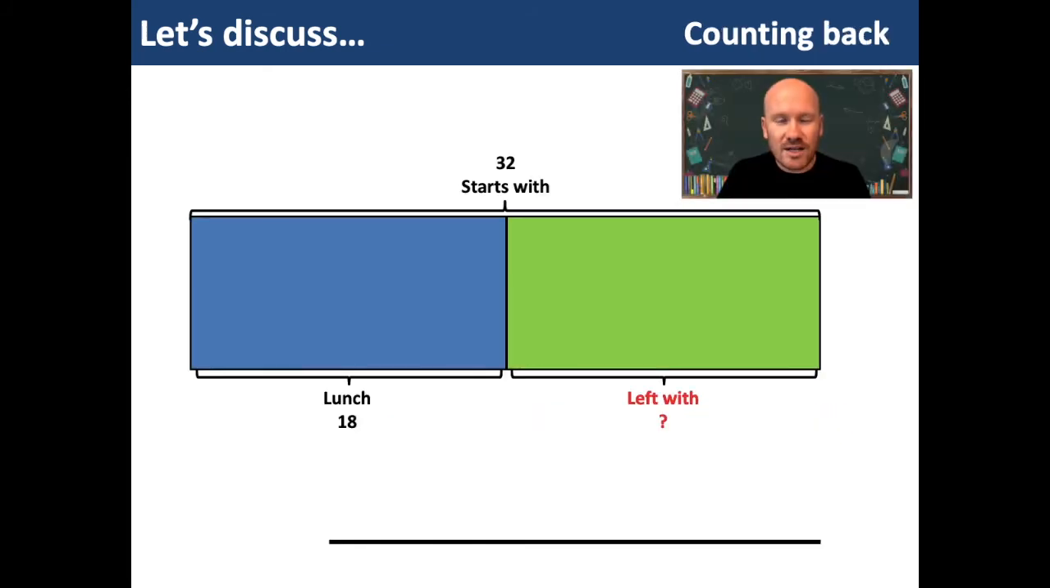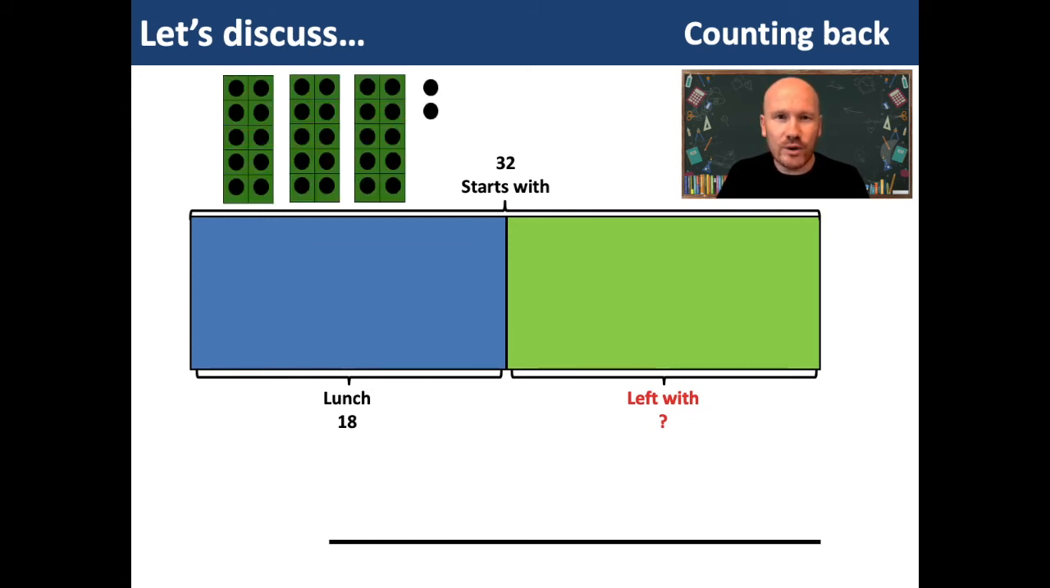Okay, so let's look at one last strategy. This time I'm going to start with my 32 again, so let's put out the resources to represent that. And this time I'm not going to take away the 18, I'm going to see if I can count back to 18 to see how many I'm left with. So let's put 32 at the end of the number line again, and this time we're going to count back to 18. Now, I can't do that in one jump, so let's do it in parts. Let's begin by counting back 2. And when I count back 2, I've got to 30. I've not reached my 18 yet, so let's keep going.